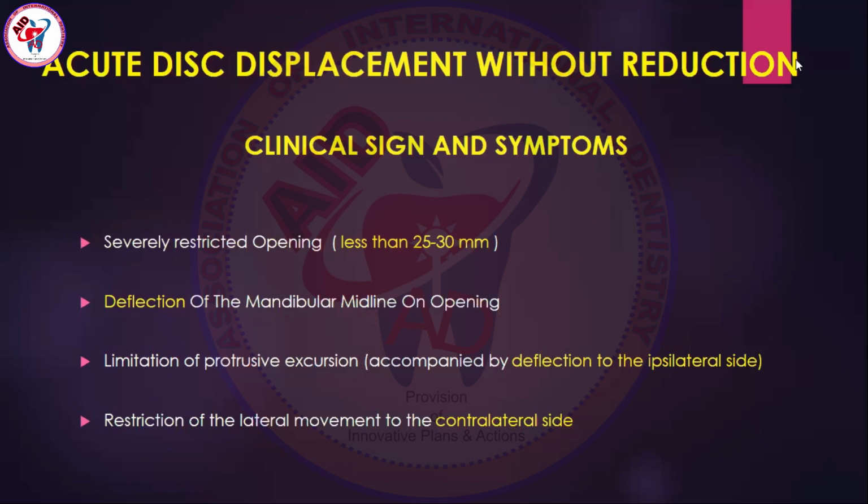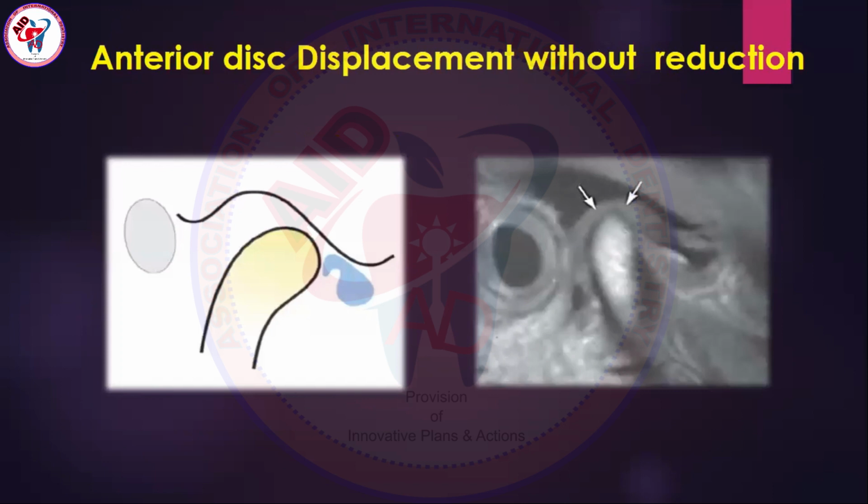Limited protrusive excursion, accompanied by deflection to the ipsilateral side. Ipsilateral side, only one side, which is the diseased one. Restriction of lateral movement to the contralateral side. Movement to the contralateral side is difficult. If you want to do it, it is difficult. Now, what happens actually?